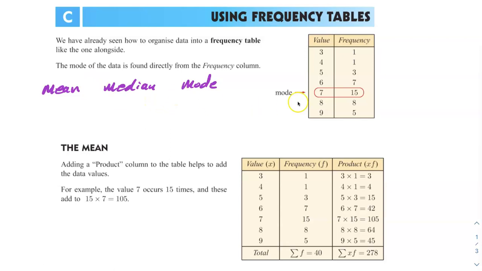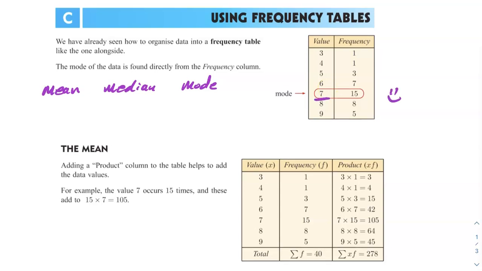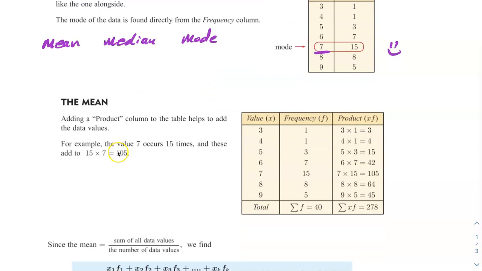Now the mode's easy. It tells you on the table. Hey, here's the value, here's the frequency, right? Most often digit, mode. What's the one that's most often? 7. So keep in mind, that's the mode. Isn't it great when life's easy? Good old mode. Okay, now let's move on to the mean.